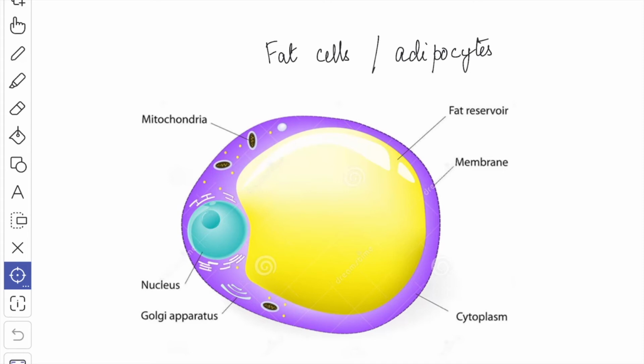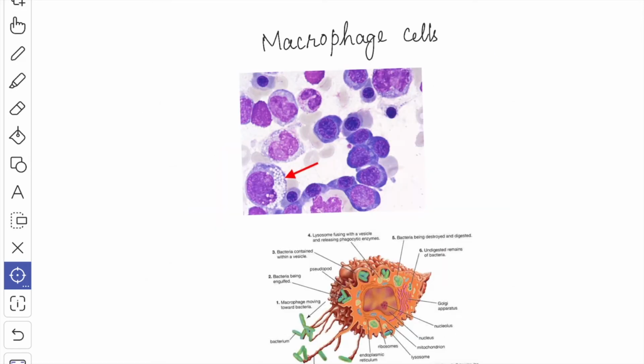The cytoplasm of the cell forms a thin layer deep to the plasma membrane, and the nucleus is pushed against the plasma membrane and flattened, resembling a signet ring. The adipocytes are incapable of division. Next we'll see about the macrophage cells.